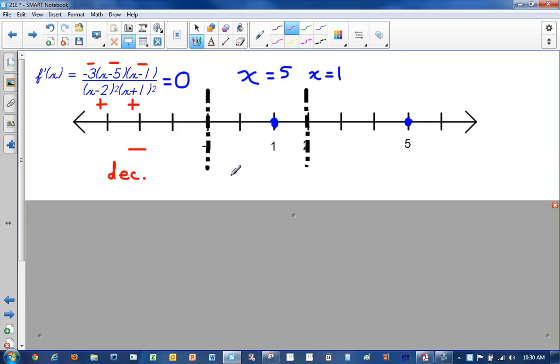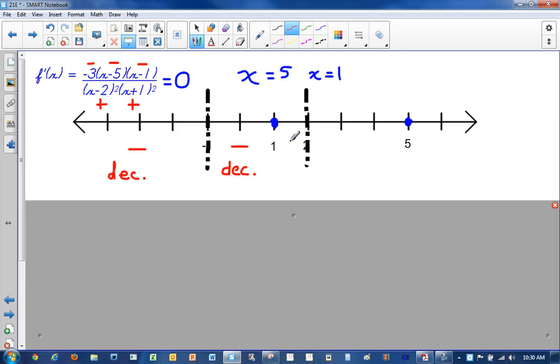Then I look between negative 1 and 1. I'm going to try 0. Negative 3 will still be negative at x equals 0. 0 minus 5 will still be negative, and 0 minus 1 will still be negative. So nothing really changed here. I still have a negative first derivative, meaning that the function is decreasing before I get to x equals 1.